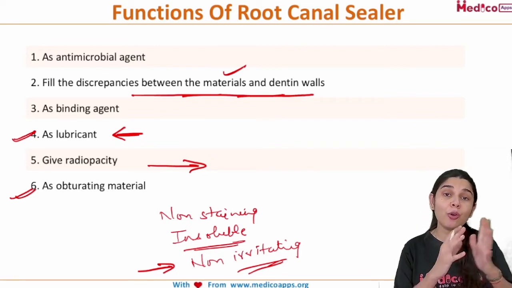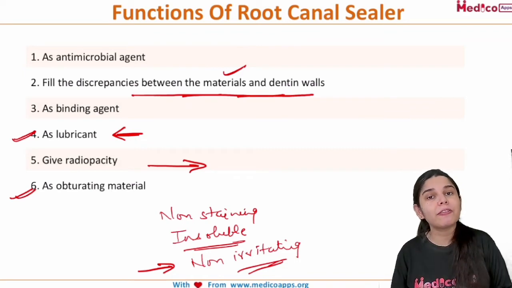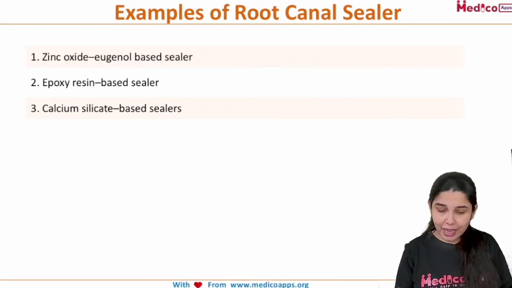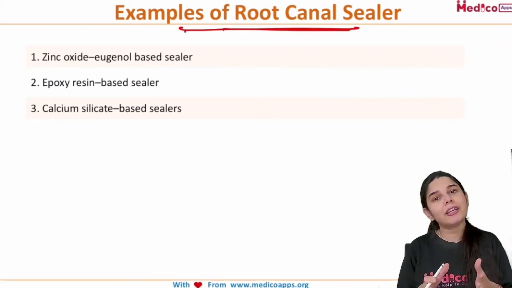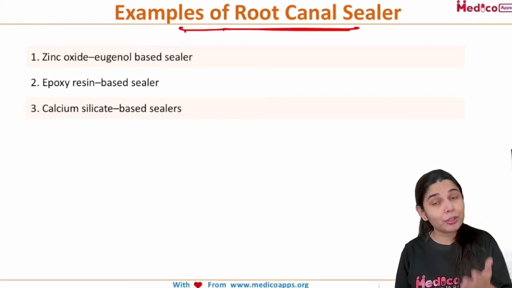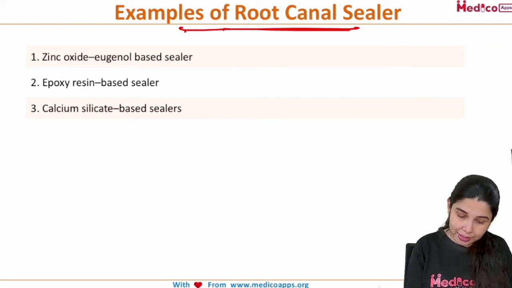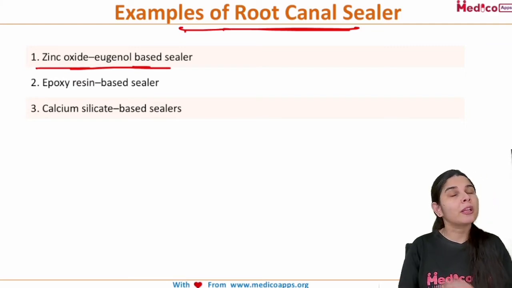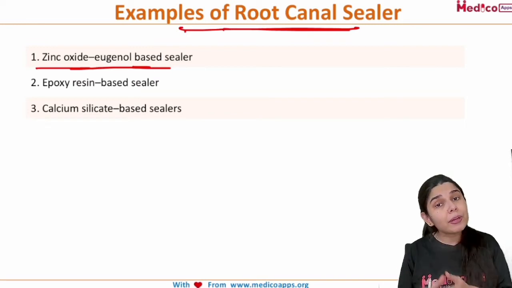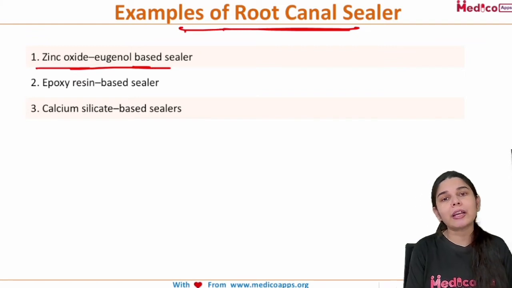I hope now you know what exactly is root canal sealer, why it is used, the significance, and what the functions are. Along with that, I want to also discuss what exactly the examples are. The root canal sealer, we are continuously talking about from the first slide. So what are the examples of root canal sealers? Among them, the first one is the zinc oxide eugenol-based sealer. The examples I am quoting are the most important and popular examples of root canal sealer which we use day to day in our clinics and hospitals.